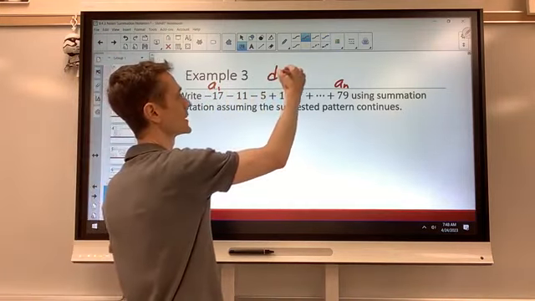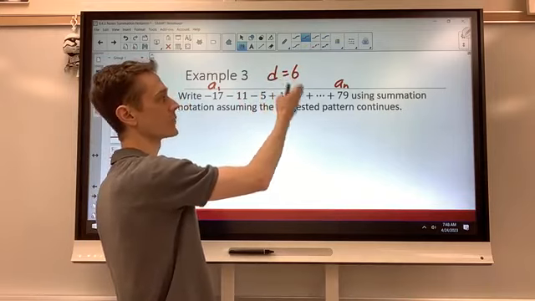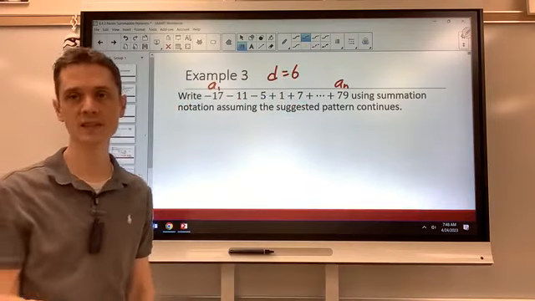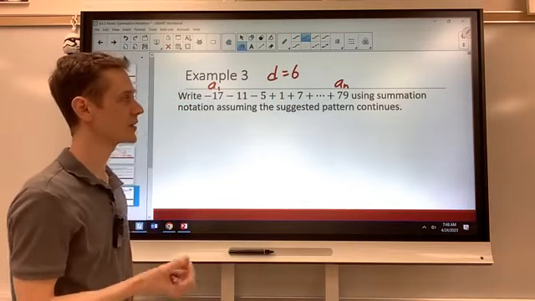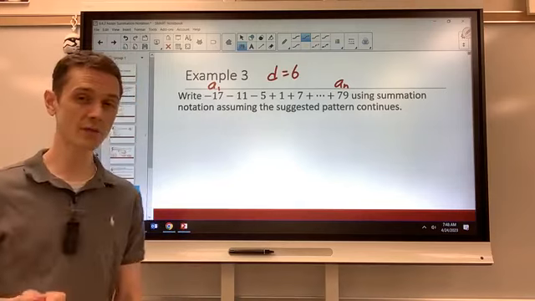So by picking any number and subtracting the number in front of it, so 1 minus negative 5 or 7 minus 1, that's the easiest way to find the difference, and as long as it's the same number all the way throughout, then it is an arithmetic sequence. So this is what I have so far.